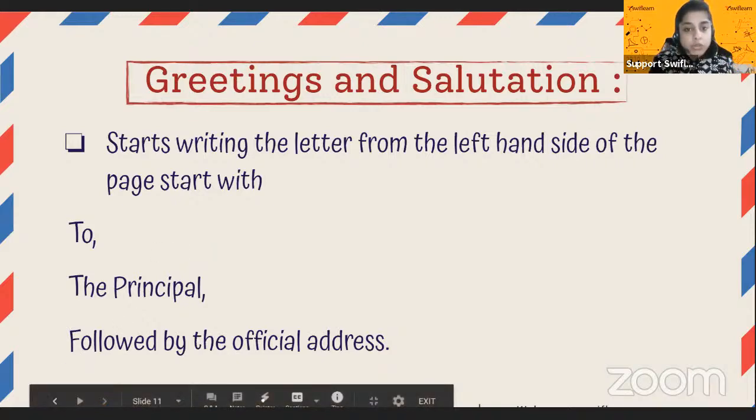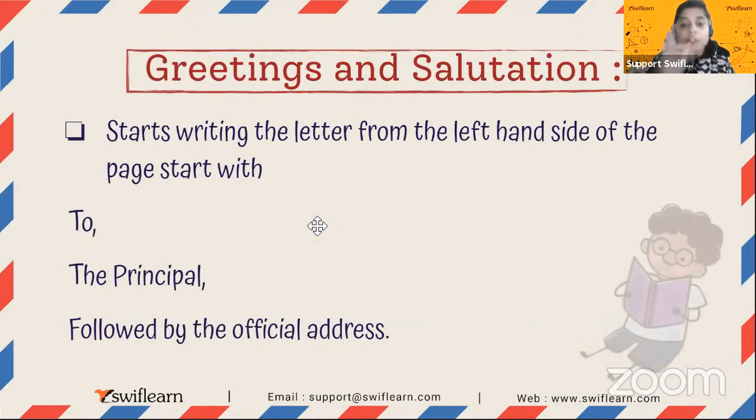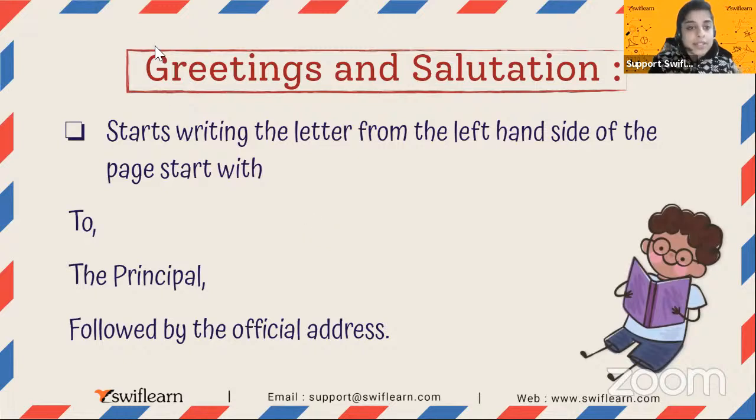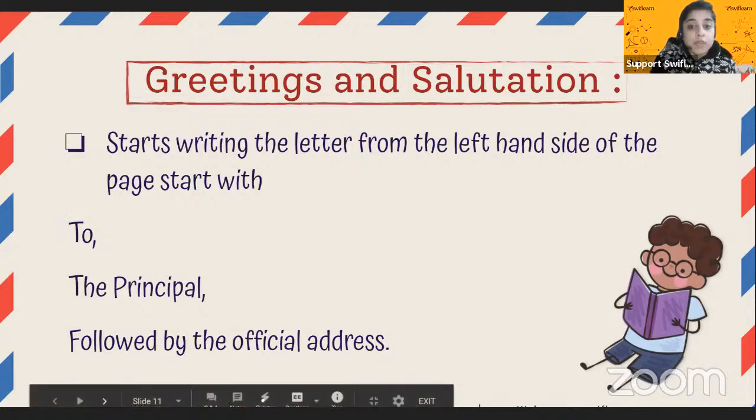What you have to do is write the address and the date on the right hand side. First the address, okay, then followed by the date. Below the address, you write the date. After writing the date and address on the right hand side, you will start writing your letter from the left hand side to the principal, followed by the official address. Now, you need to keep one more thing in your mind. I am going to show you one thing.